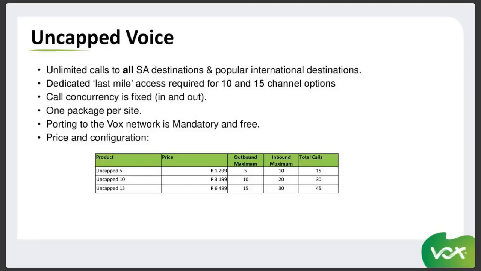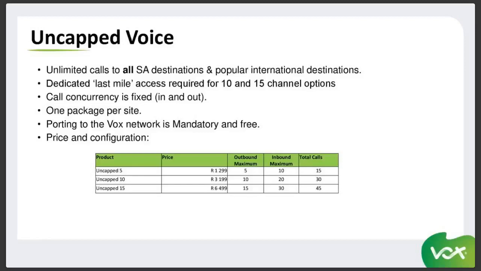To offer the uncapped 10 and 15 channel options, we can only offer it over a dedicated last mile. If you think back to the slides just before this, Chrome Air, which is not dedicated, it's a broadband solution, we can offer the uncapped 5 channel on that as well. Call concurrency is fixed as per the table in the slide. It's 1 package per site. So if you have a customer that has a single site requiring 3 uncapped 5s, not possible.